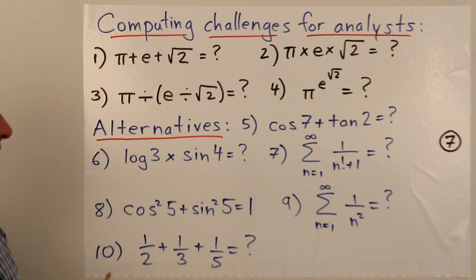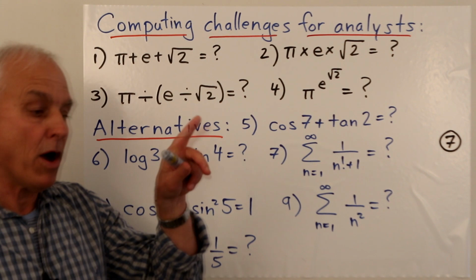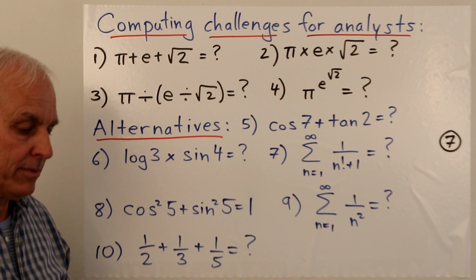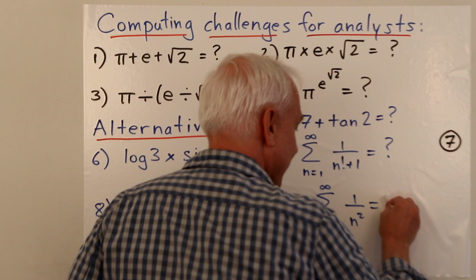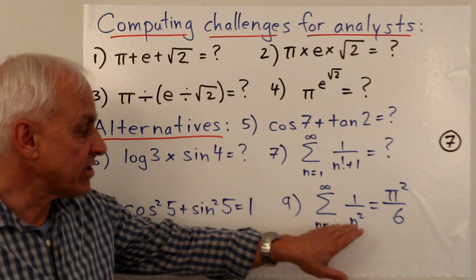Here's another example like that. Instead of a complicated sum like this, this is a lot simpler. Summation n equals 1 to infinity of 1 over n squared. It's like 1 over 1 squared plus 1 over 2 squared plus 1 over 3 squared, etc. Well, Euler famously gave a formula for this. And what was his formula? It was pi squared over 6. And most analysts say, well, that's an answer.